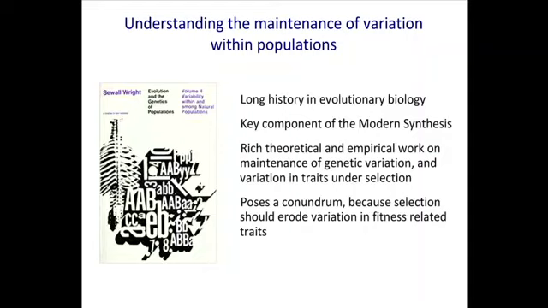And one of the reasons why there's this history of studying this is because it poses a bit of a conundrum, especially for traits that should be under selection. There really should be an erosion of variation in those fitness-related traits. So what is maintaining the variation?